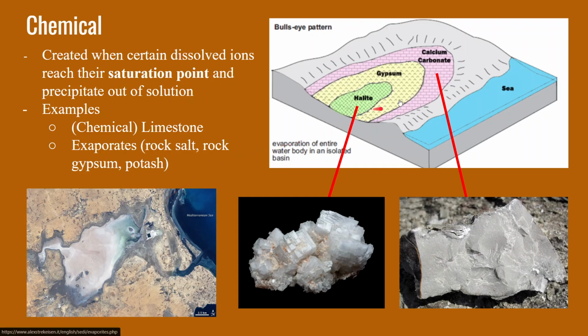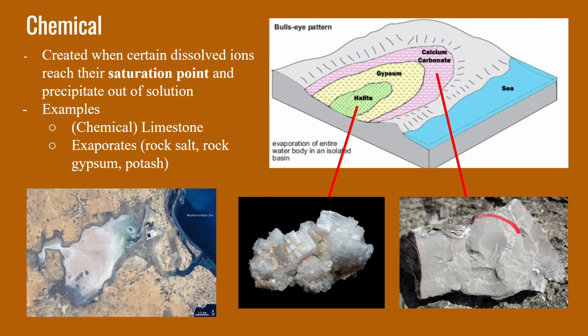So you'll see on the diagram here that different types of ion pairs have different saturation points. Calcium carbonate, or chemical limestone, has the highest saturation point, so it'll come out of solution first. This is followed by rock gypsum, and then later on by halite or rock salt, halite being the mineral and rock salt being the rock. So these will come out of solution at different times.